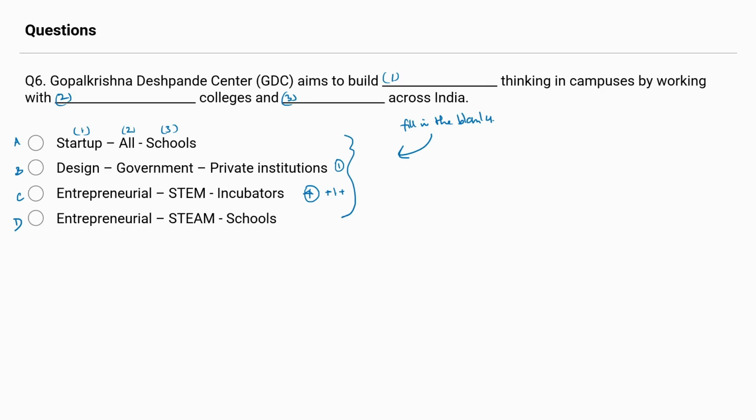So we are again referring to GDC, which aims to build what kind of thinking in campuses and by working with what type of colleges across India. So you can see whether the option is startup thinking and all colleges and schools, whether it is design thinking and with government colleges and private institutions, whether it is entrepreneurial thinking with STEM colleges and incubators, or whether it is entrepreneurial thinking with STEAM colleges and schools across India.